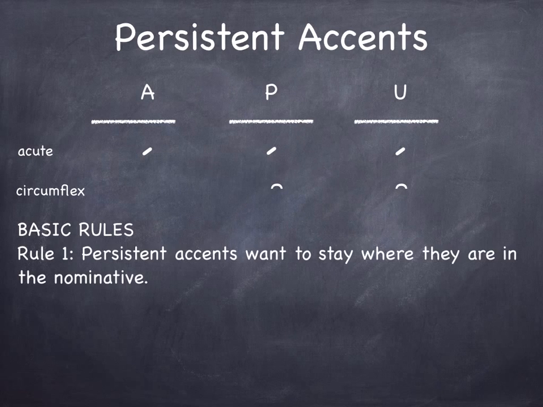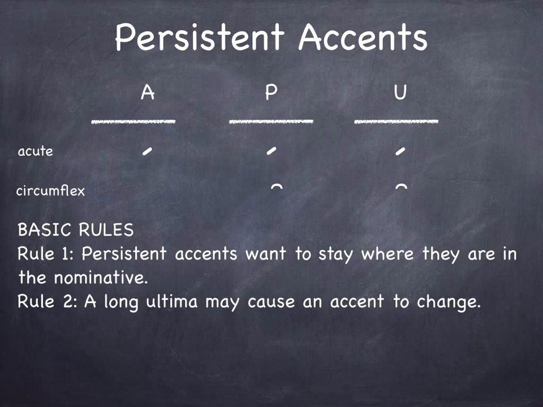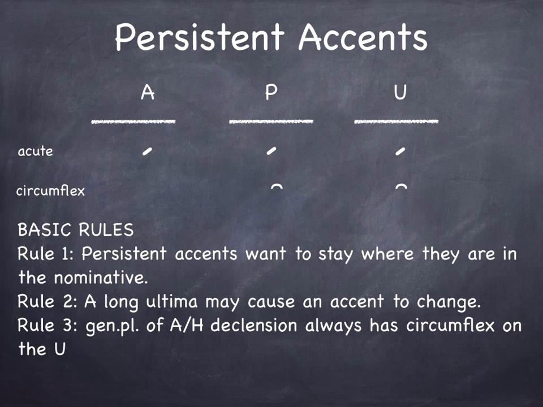Number one is that persistent accents want to stay where they are in the nominative, hence the name persistent. So they want to stay where they are in the nominative. Okay, the next one is that a long ultima may cause an accent to change. It'll either cause it to move toward the ultima, or it might cause it to change shape from circumflex to acute. Okay? And then the third rule is that the genitive plural of alpha eta declension always has a circumflex on the ultima.